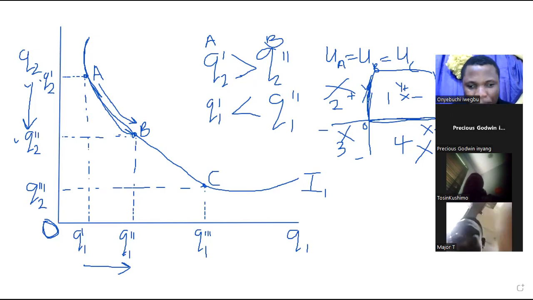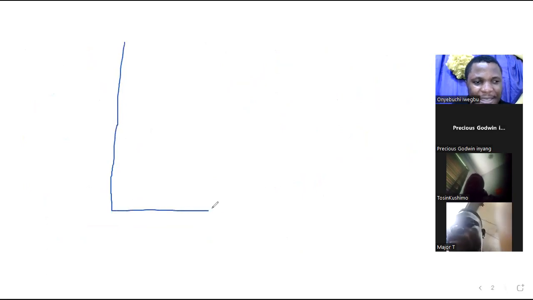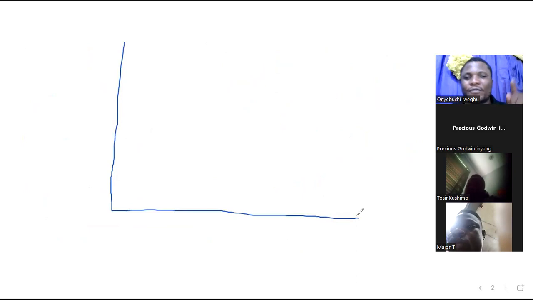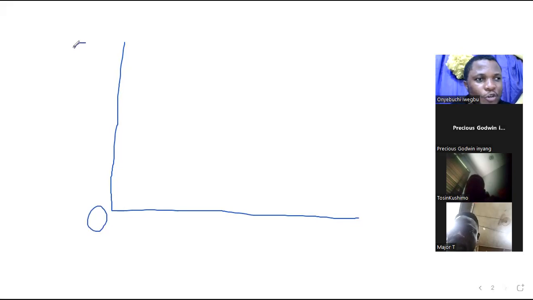What is the next property of my indifference curve? The next property of my indifference curve says that the farther an indifference curve is from the origin, the higher the level of satisfaction. This is point 0. This is my origin. So I have two goods, Q2, and then these other goods, Q1.